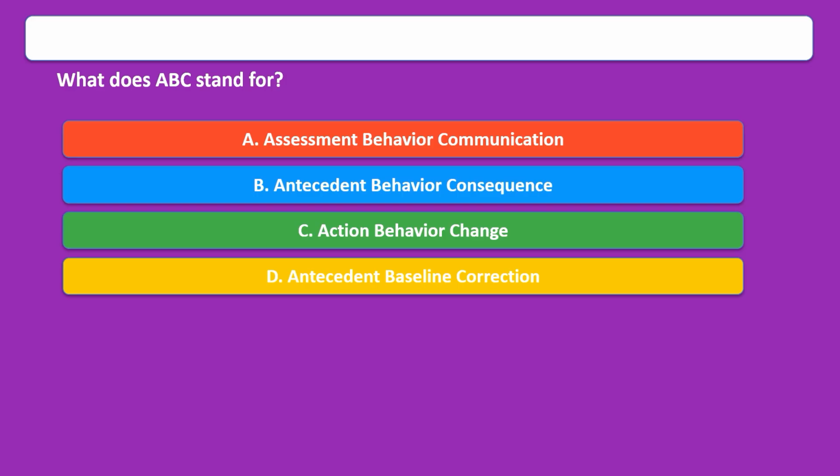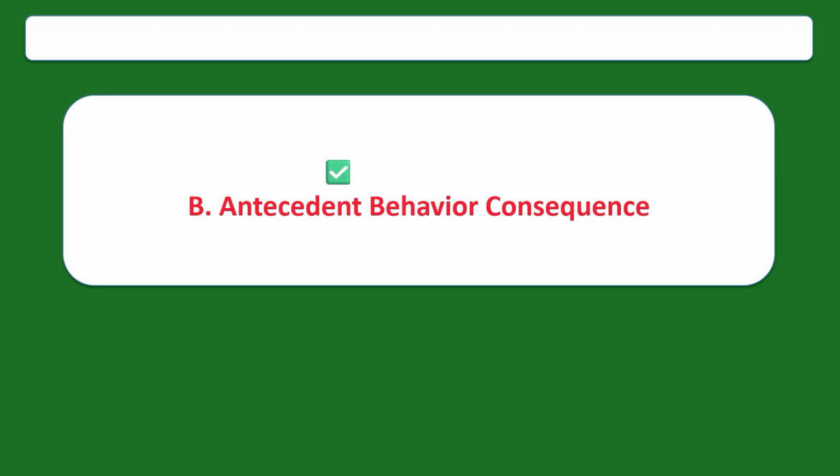Question 14. What does prompt fading help achieve? A. More dependence. B. Increased independence. C. More punishment. D. Less reinforcement. Pause. Answer. The correct answer is B. Increased independence. Prompt fading gradually reduces assistance, so the learner can perform the skill on their own.